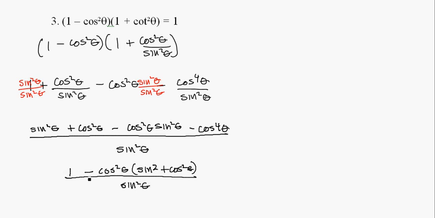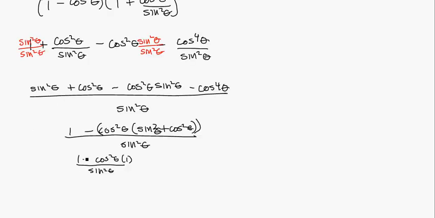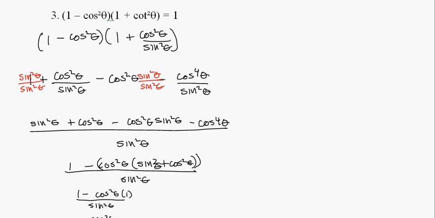And this is not 1 minus cosine squared theta because this cosine squared is married to this sine squared plus cosine squared. Forgot a theta there. Sine squared plus cosine squared is equal to 1. So that's 1 minus cosine squared theta times 1 all over sine squared theta. And let me just slide the paper down a little bit here. 1 minus cosine squared is sine squared theta over sine squared theta, which is equal to 1, which is what our goal was up here. 1. There it is.